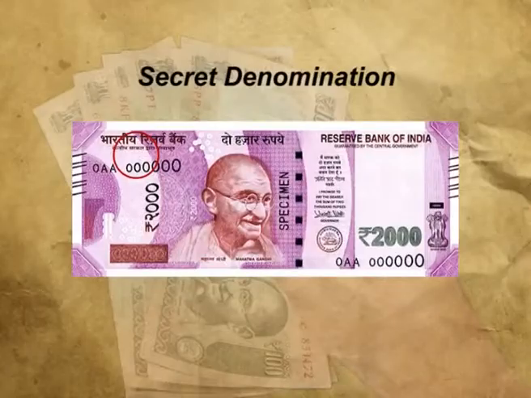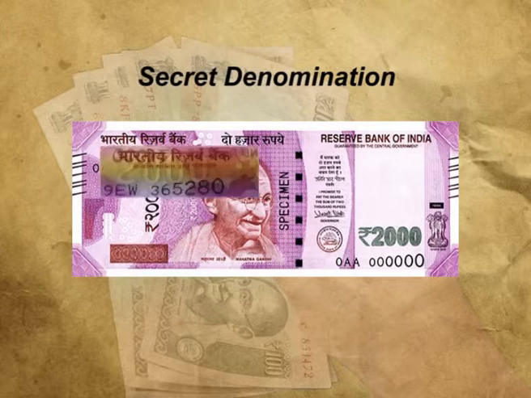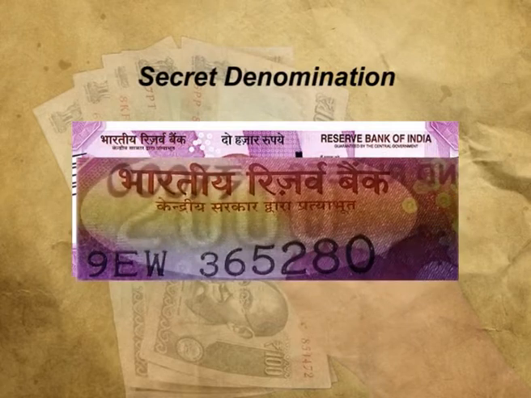Secret denomination. The secret denomination of banknote is mentioned on the right hand corner at the bottom in the denomination of ₹10, ₹20, ₹50, ₹100, and it can be seen in the left hand corner at the top of redesigned ₹500 and newly introduced ₹2000 banknotes, which can be seen only through transmitted light.